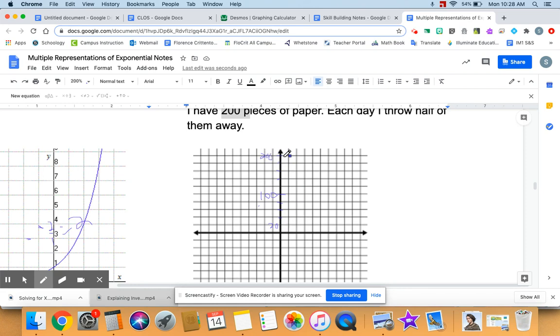So at 0, I just start with 200 pieces of paper. So you put your first dot right there. Then after 1 day, it cuts in half, and half of 200 is 100. And I could keep going. Say after 2 days, that cuts in half to 50 if I wanted. Or I could remember this is an exponential that's going down. So it starts up here, and then it curves down. You could have put more points to be more precise if you wanted to, but as long as you have 2 and make it curve the right way, you're fine.